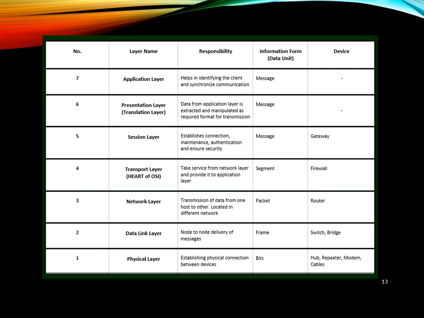So the data information in these layers is in the form of messages in these three: application, presentation, and session; in the form of segments in the transport layer; in the form of packets in the network layer; and in frames in the data link layer. The physical layer stores data in bits, 0 and 1. As for devices, the session layer uses gateways, the transport layer uses firewalls, the network layer uses routers, the data link layer uses switches and bridges, and the physical layer uses hubs, repeaters, modems, and cables.